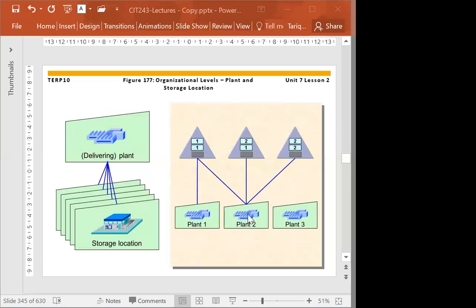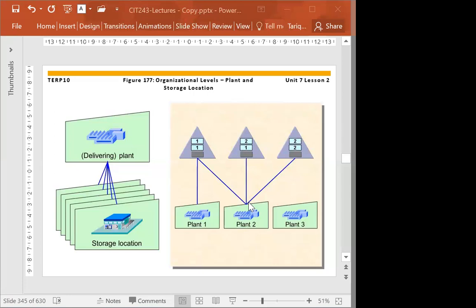So can we say that a delivering plant must be assigned to at least one combination of sales organization and distribution channel? Answer is yes or no. Yes, right. That's right. In a sales organization, we need at least one delivering plant, if you want to use a sales and distribution channel.